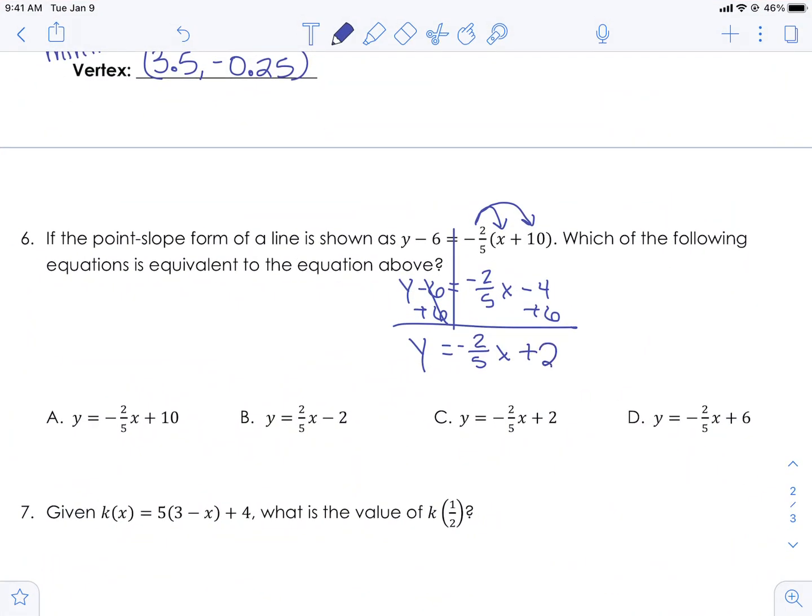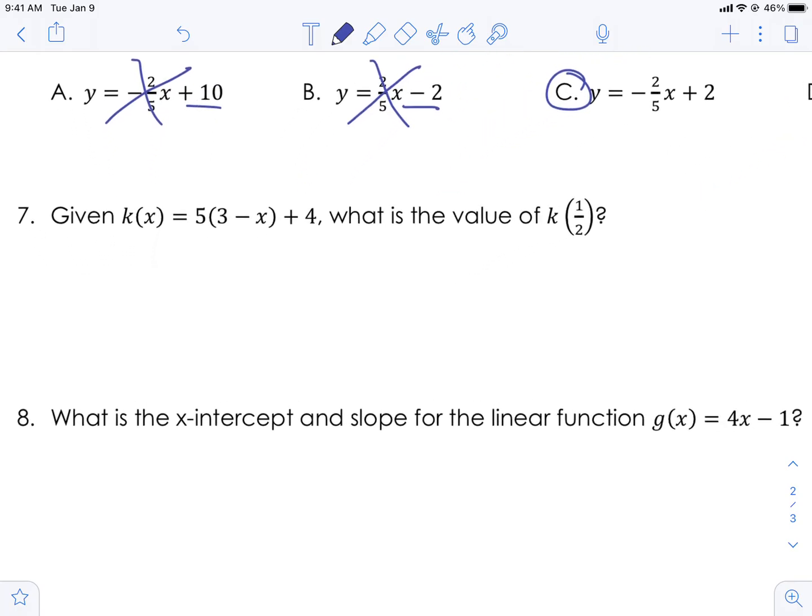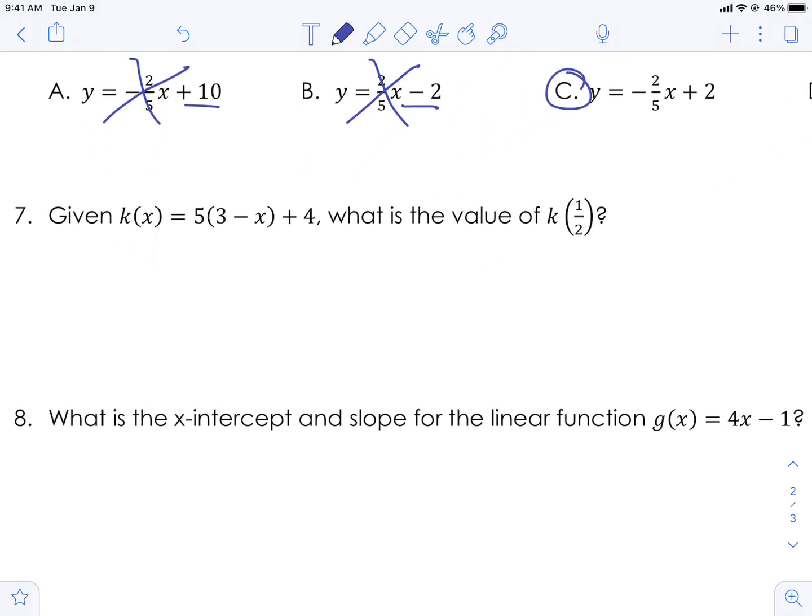So I look at my answer choices. A does not work because it's a positive 10. B does not work because it's a negative 2 and the wrong slope. C looks like it's our answer, and D would not work because, again, it has the wrong last number. Okay, awesome.